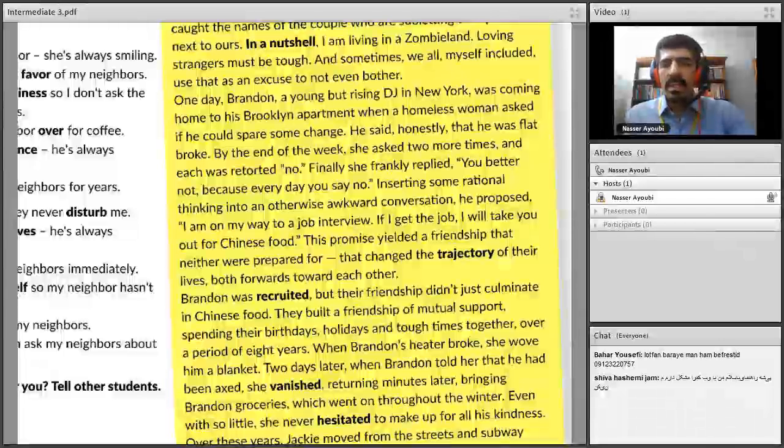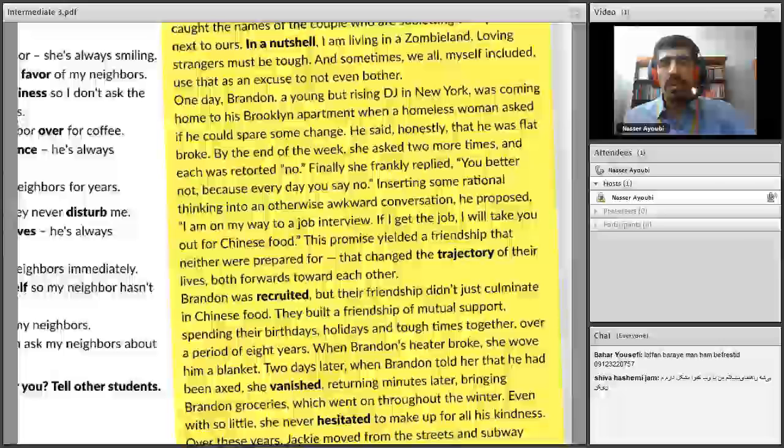This promise yielded a friendship. Yield means produce a result. So we can say this promise of Brandon resulted in a friendship that neither were prepared for. Neither means neither of them, neither the man nor the woman, were prepared for. They were not ready for this friendship.